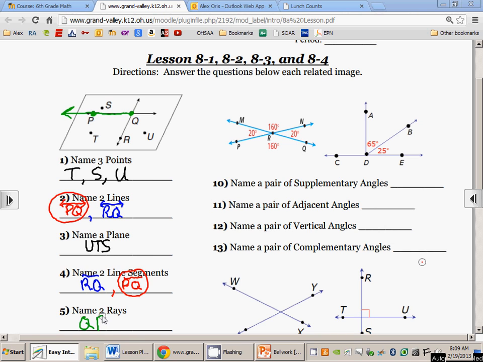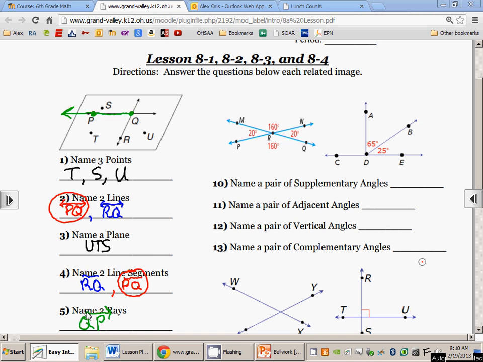So when I write my letters QP and I put the ray symbol above it, what do you think the ray symbol looks like, Rebecca? A line with 1 arrow. Very good. And since we started at Q and went through P, my letters go QP and the line goes through P. There's got to be another one up there though.